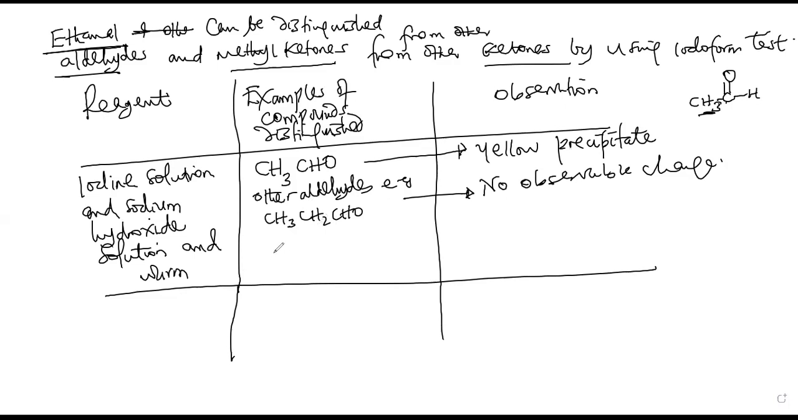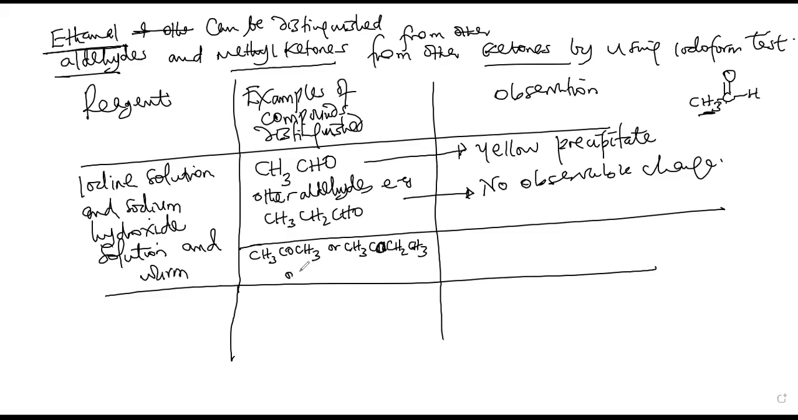Then when you look at the others, these are for the case of aldehydes. Then for ketones, a ketone like CH3COCH3 will show a positive test because the methyl groups are attached to the carbonyl carbon. Okay, even CH3COCH2CH3 will show a positive test because this methyl is attached to the carbonyl carbon. Or if you consider the aromatic one, C6H5COCH3, still this methyl is attached to the carbonyl carbon. So all of these show a positive test with iodoform and they form a yellow precipitate.